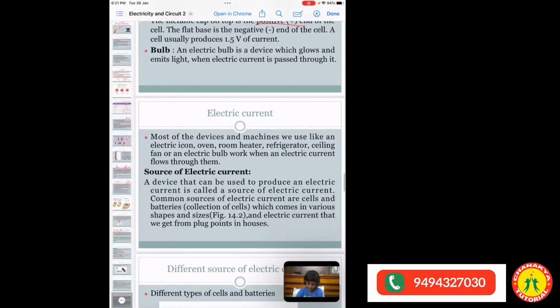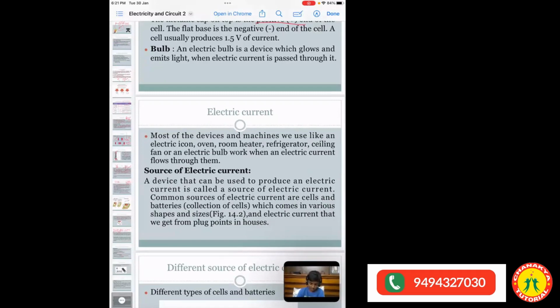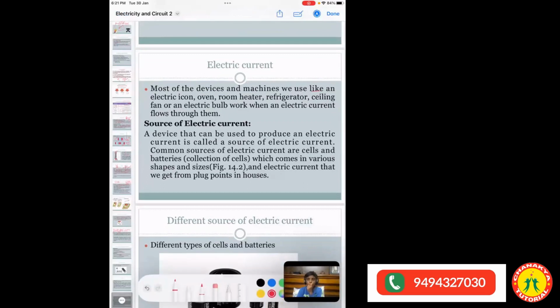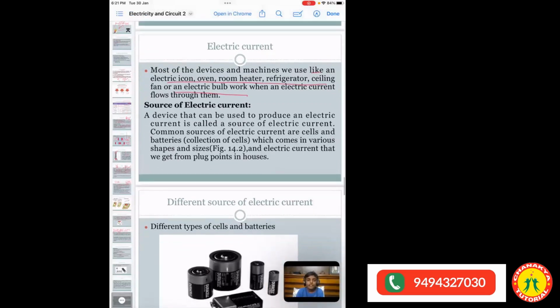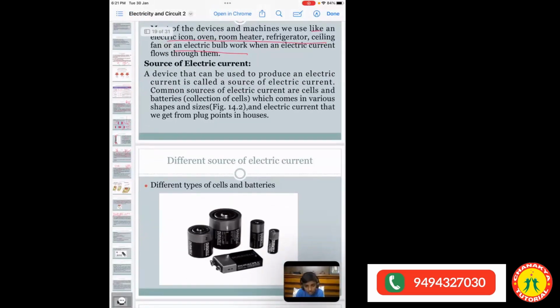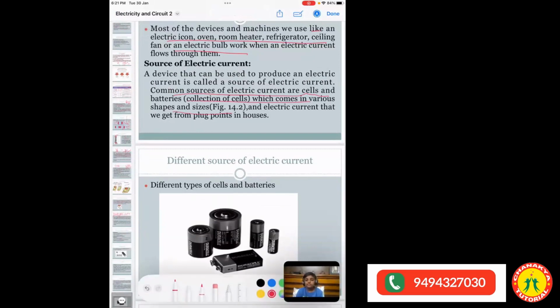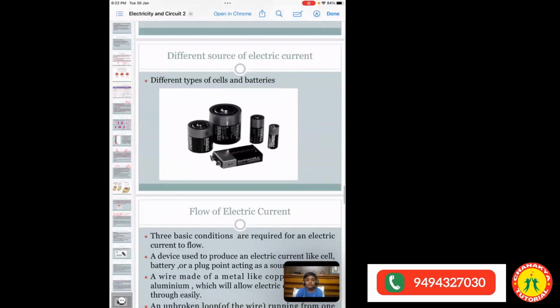Okay. So an electric bulb is a device which glows and emits light when electric current is passed through it. Most devices are made to work this way, like the oven, room heater, refrigerators, fans, electric bulbs. They all work according to that. Different sources are there. Common sources of electric current are cells and batteries, which come in various shapes and sizes. So you can see the different shapes and sizes of them.